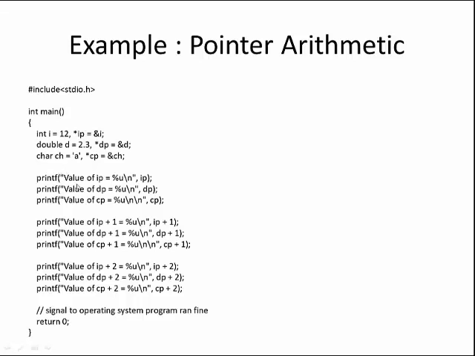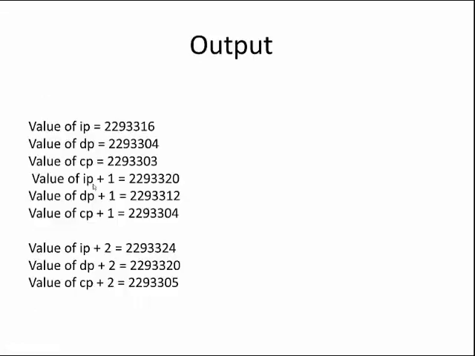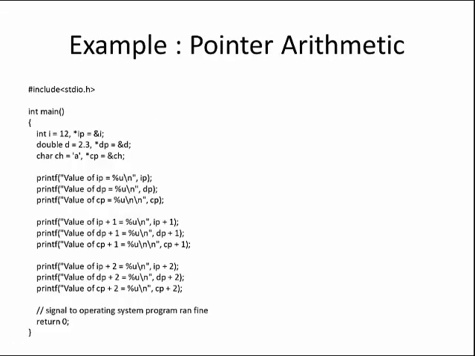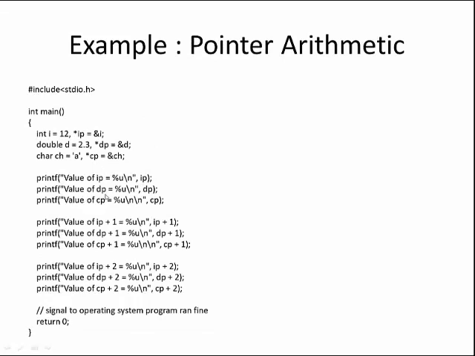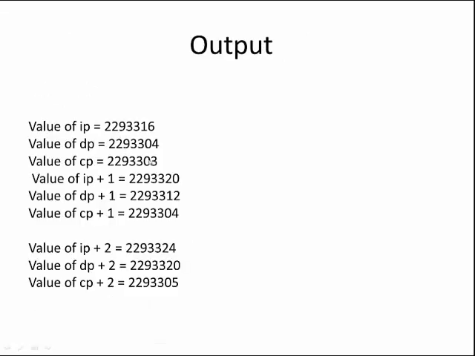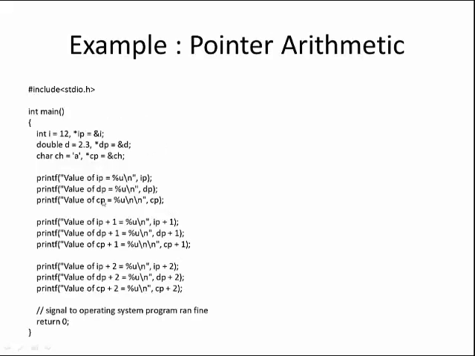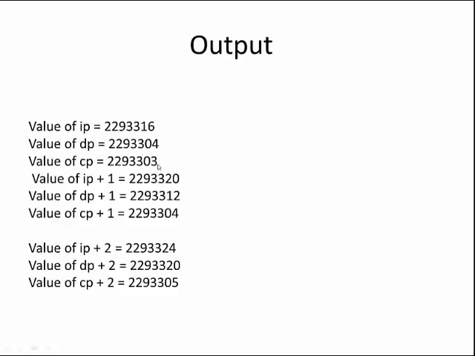First we are going to print the value which has been stored at IP, and the value stored at IP is the address of I. So it will show the address. Simple, we'll go one by one. The value of DP: DP contains the address of D. CP means character pointer, and it will contain the address of CH. So we are having these addresses.